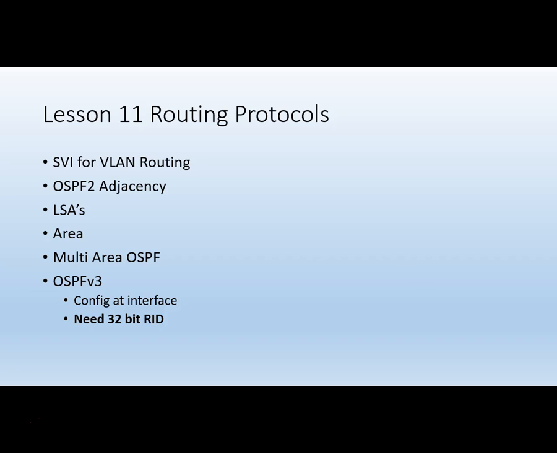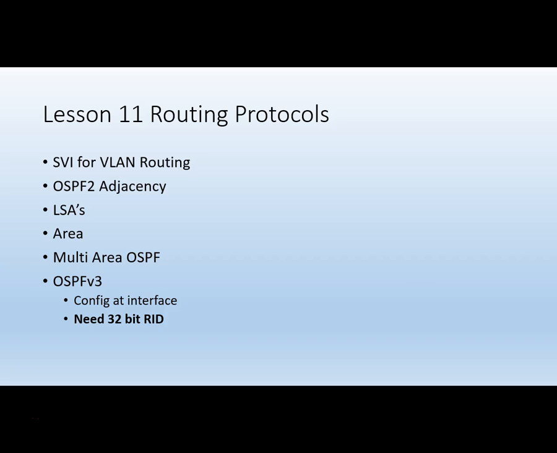OSPFv2 adjacency: the routers establish adjacencies and have neighbors. If we have a serial, point-to-point connection, we're not going to have a DR and a BDR. It does these things with link state announcements, a number of link state announcements in each of these, and then we again have areas.